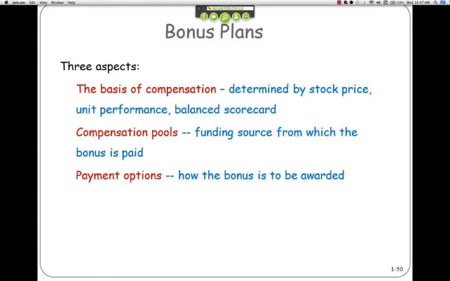So let's focus on bonuses. Bonuses are based upon three factors. The basis of the compensation, which could be stock price, how well your unit performed, how well you did against a balanced scorecard. The compensation pool, which is how much money is available to split out for bonuses. That's where the economy comes into play. And then the payment option. How will those bonuses be paid?